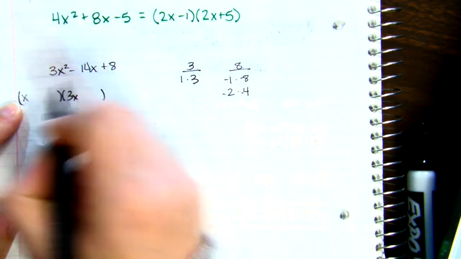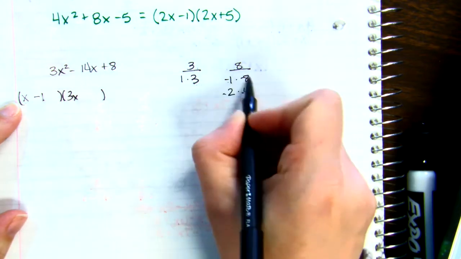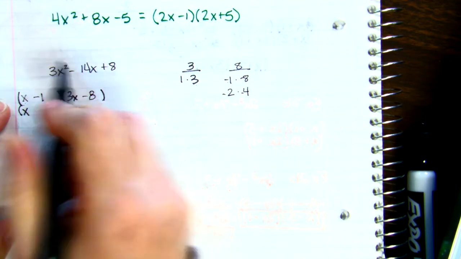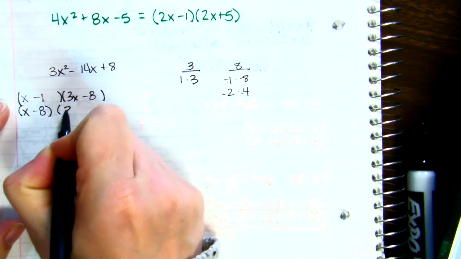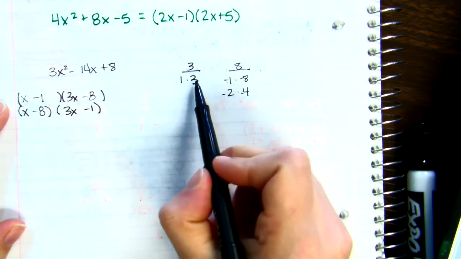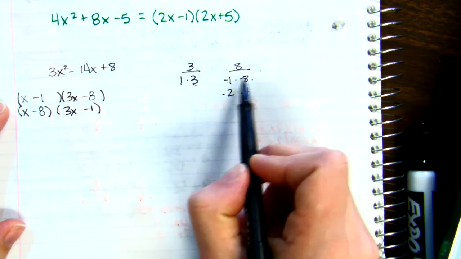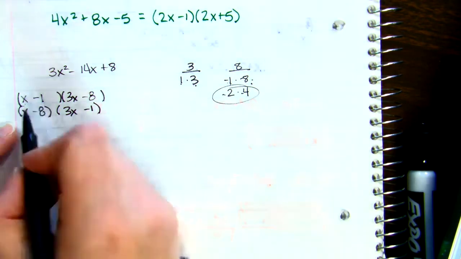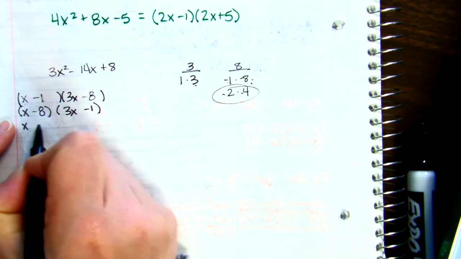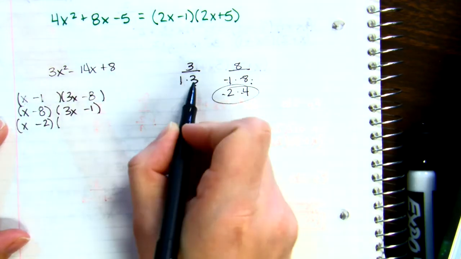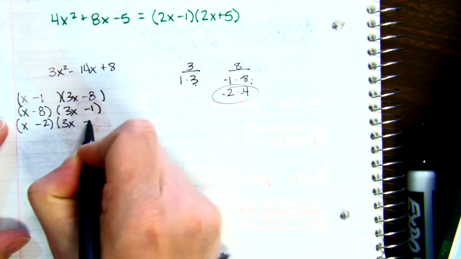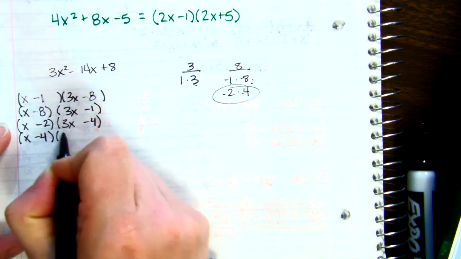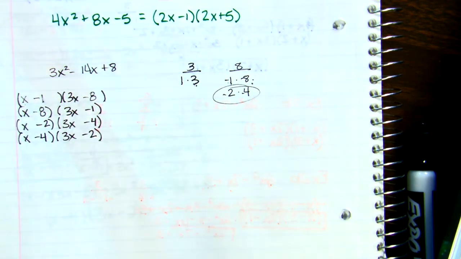So the x can go with the negative 1, which means this 3 has to go with that negative 8. Or they could be flip-flopped, where it would be x and a negative 8 and a 3x and a negative 1. So those are the combinations of 1 and 3 with negative 1 and negative 8. But then we could also have this negative 2, negative 4 pair, where this x is paired up with the negative 2, which would leave the 3 and the negative 4 together. Or it could be x minus 4 times 3x minus 2.